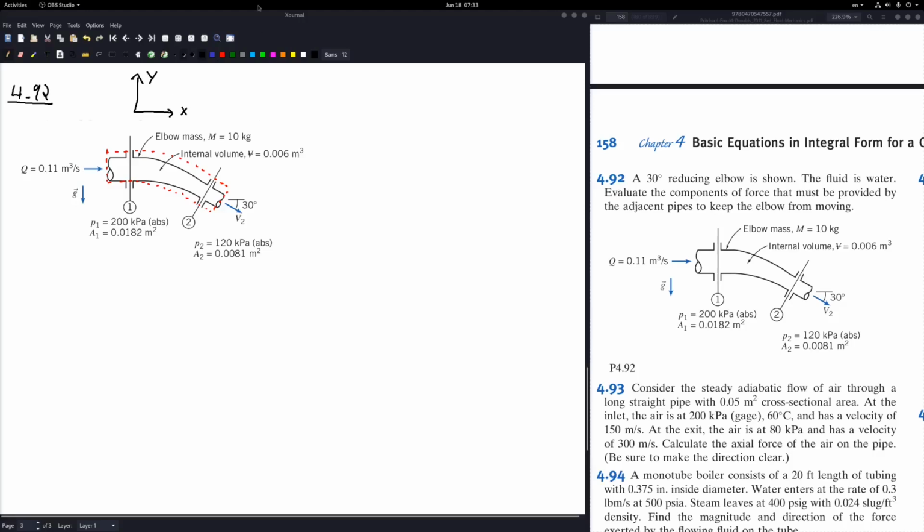So the problem 4.92 here. Again, I drew the control volume in red around the areas of interest here. I drew my axes x and y, and also the normal vectors n-hat pointing outside of the control volume.